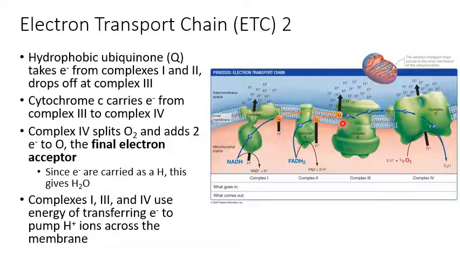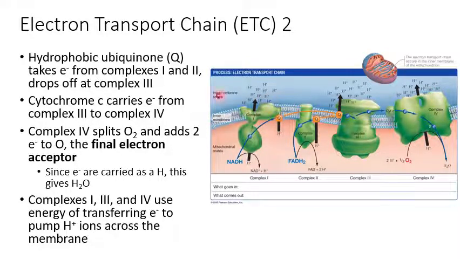As these electrons are moving on the electron transport chain, they are being used to pump protons across the membrane. That is the purpose of the electron transport chain, to pump these protons and set up a concentration gradient for protons, where you have a lot of protons on one side of the membrane and very few protons on the other side of the membrane.